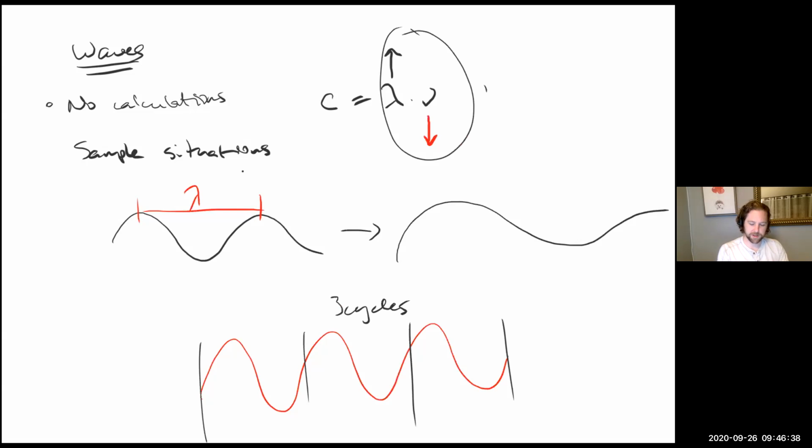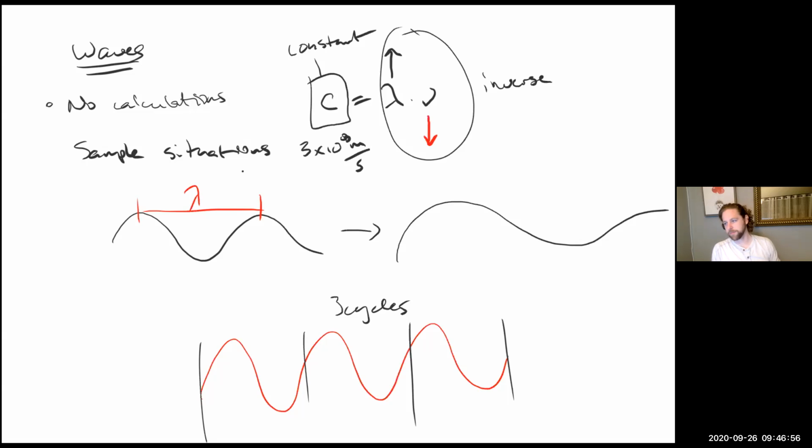You do need to understand the inverse relationship between wavelengths and frequencies. If one value goes up, the other goes down, because when they multiply, their product has to equal this constant that is the speed of light, which is 3 times 10 to the 8 meters per second in a vacuum. So because they have to multiply to equal this constant, if one value goes up, the other has to go down. And that's an inverse relationship.